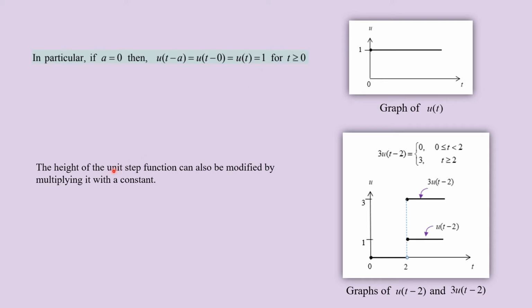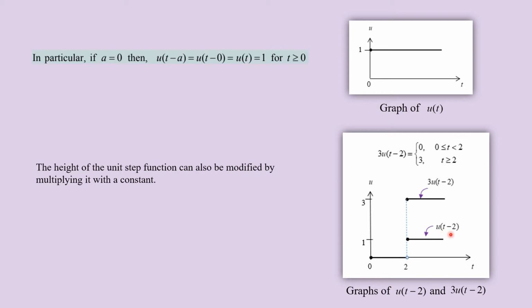Now the height of the unit step function can also be modified by multiplying it with a constant. Let's look at this figure. Firstly, we have the function u(t − 2). It means that the function is equal to 0 on the interval t larger than or equal to 0 and less than 2, but then it starts to jump up by 1 unit for t larger than or equal to 2. So this is the function u(t − 2).